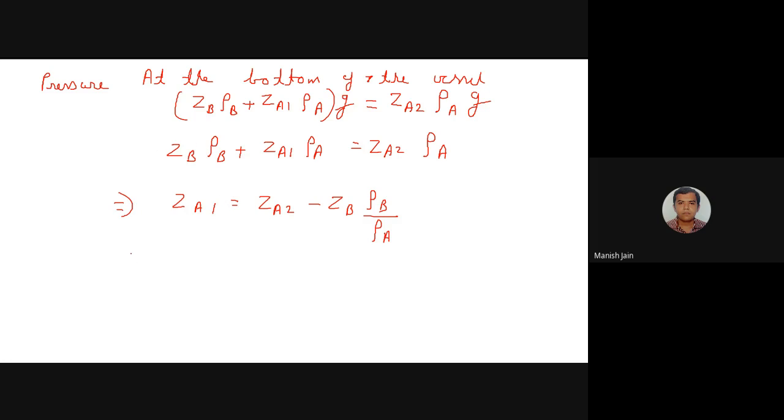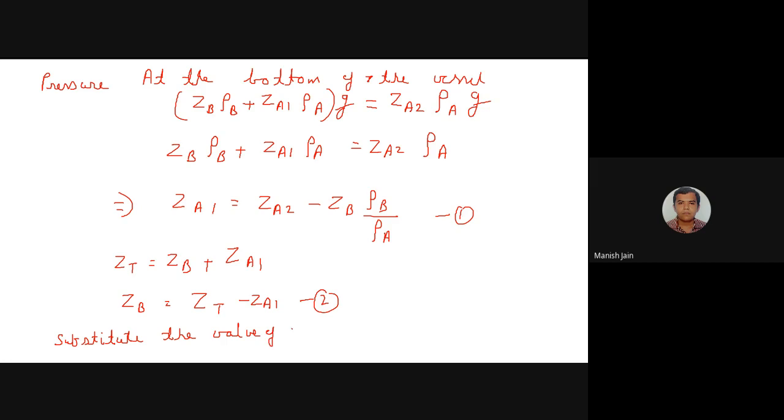Now we know that ZT equal to ZB plus ZA1. So you can write ZB equal to ZT minus ZA1. This is equation number one, this is equation number two. Now substitute the value of ZB from equation 2 into 1.